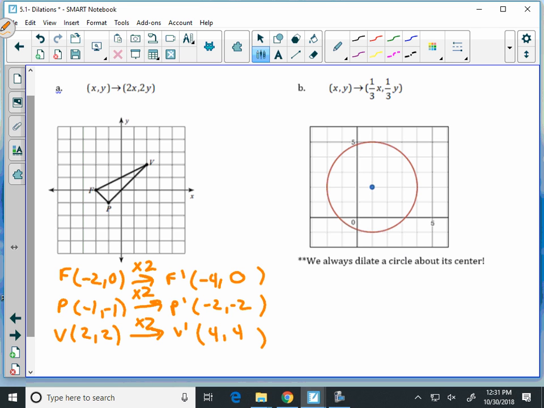So we're going to plot -4, 0, -2, -2, and 4, 4. And there we go, we did a dilation. What happened to the figure? Did it get bigger or smaller? Bigger. What did you notice about the scale factor? Was it bigger than 1 or smaller than 1? Bigger than 1. So if you did this and you got a smaller figure, go back and check your work. It's supposed to get bigger. Okay? Think of it, we doubled its size.